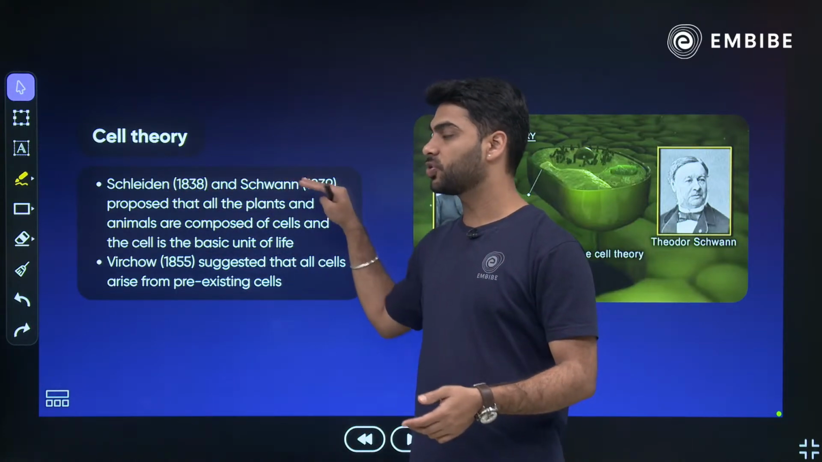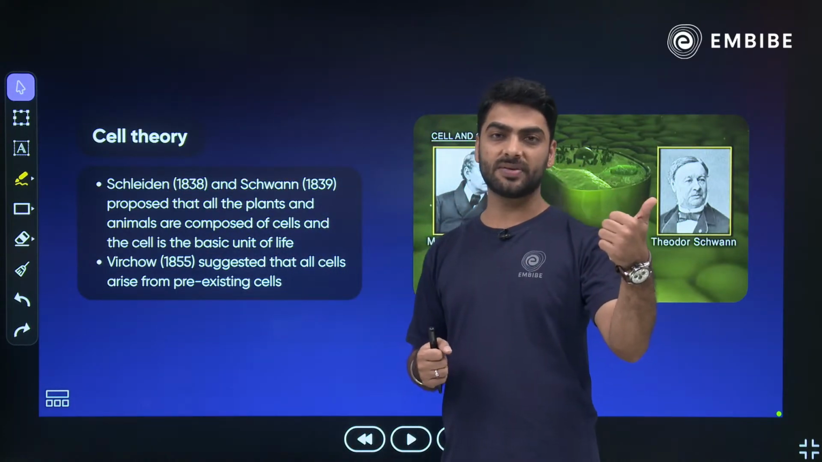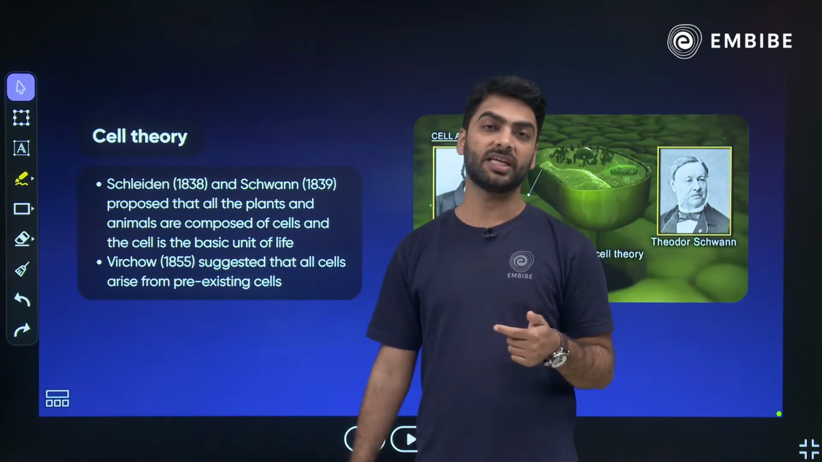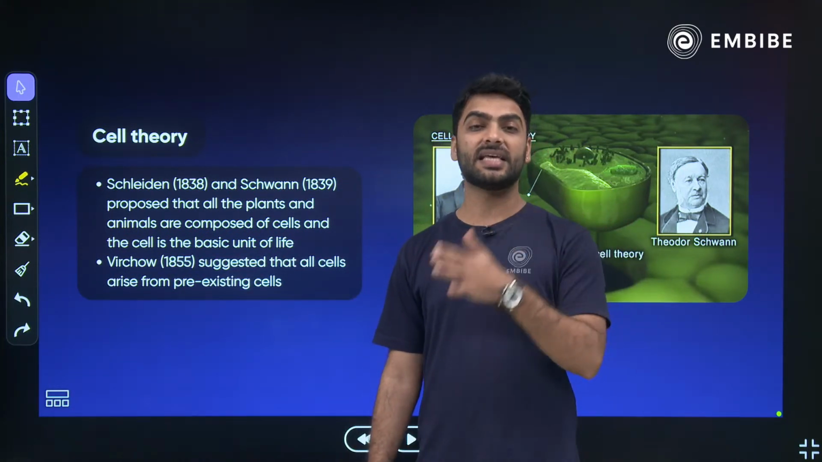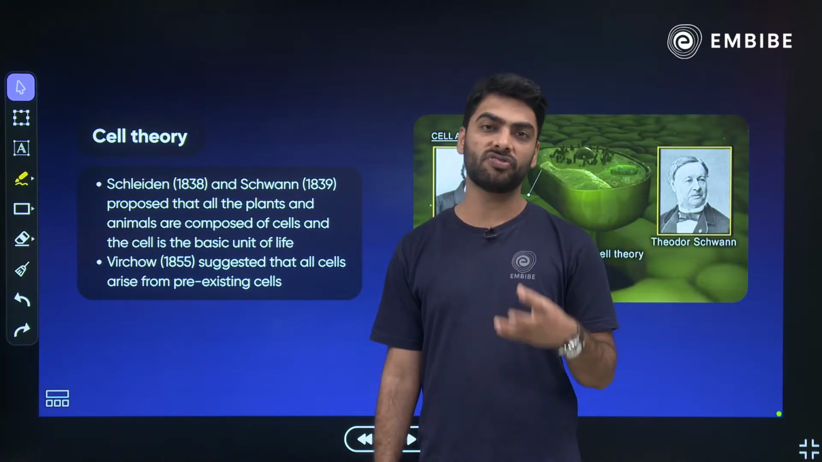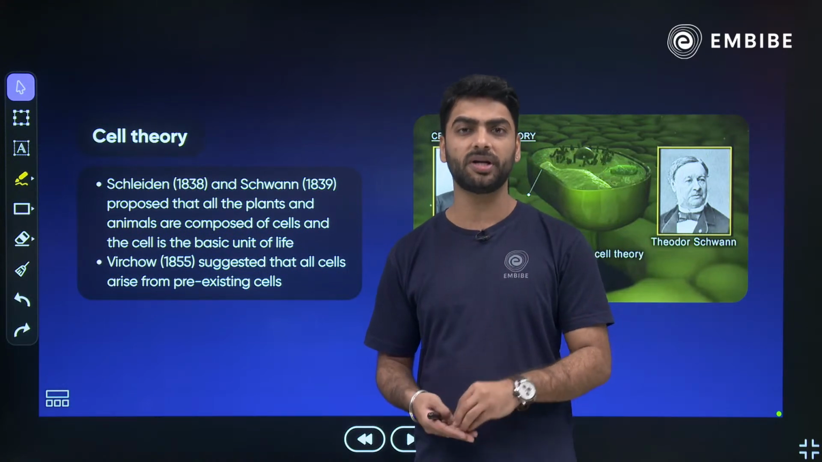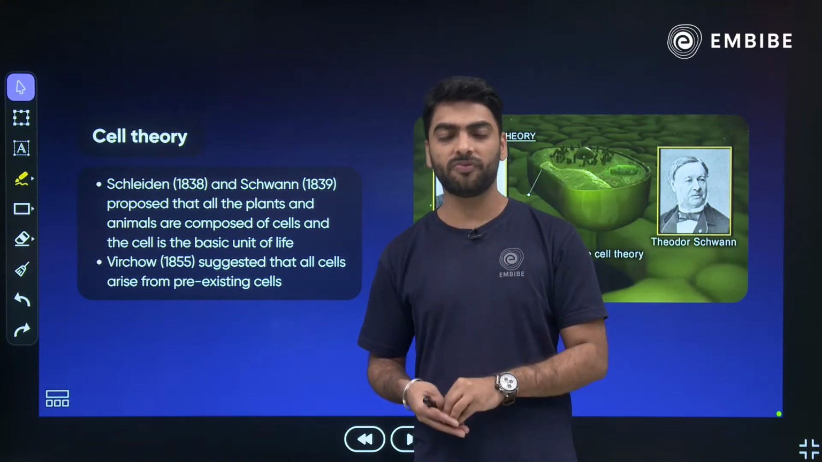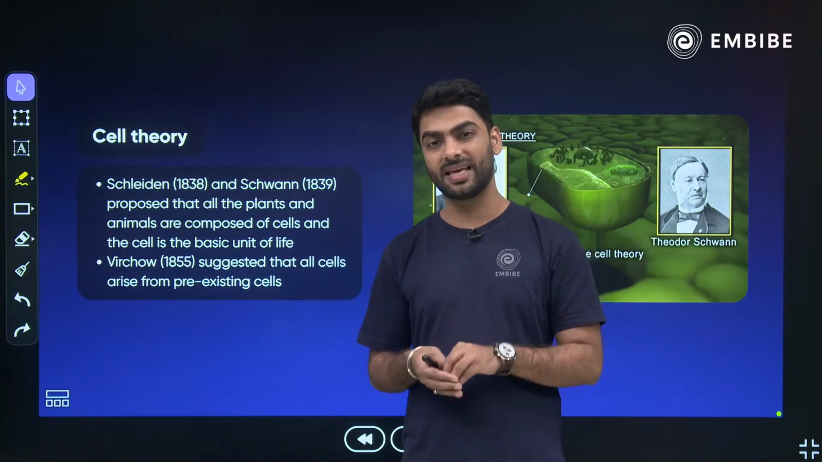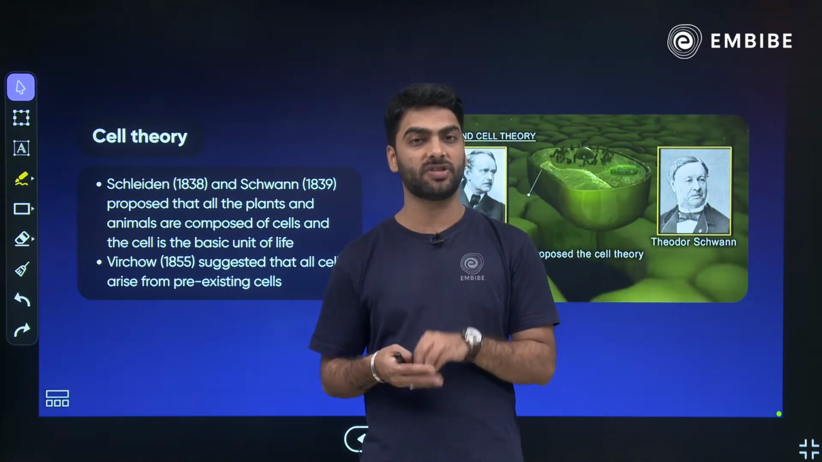So Schleiden and Schwann said that all living organisms are made of cells and cells are the fundamental unit of life, and Rudolf Virchow in the year 1855 said that cells arise from pre-existing cells. These are the three postulates of the cell theory. It is very, very important. It is a very much guaranteed question in the exam also, that what are the postulates of the cell theory.